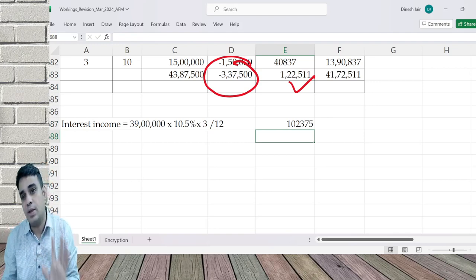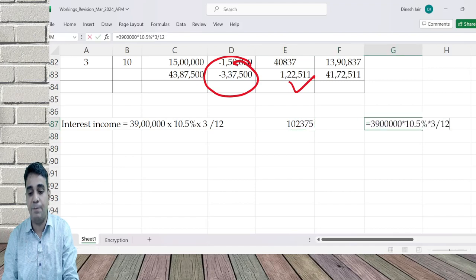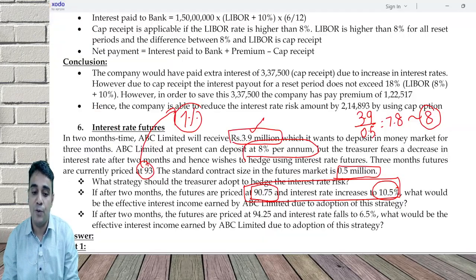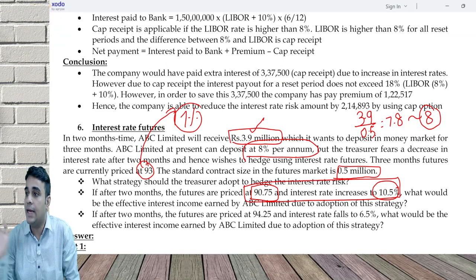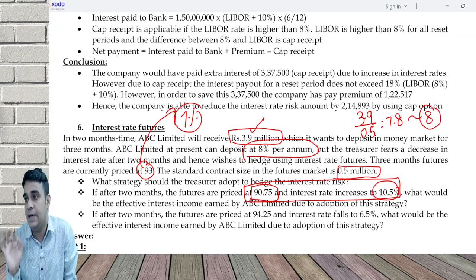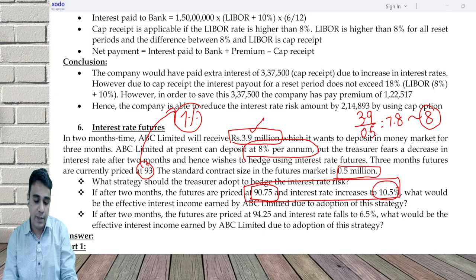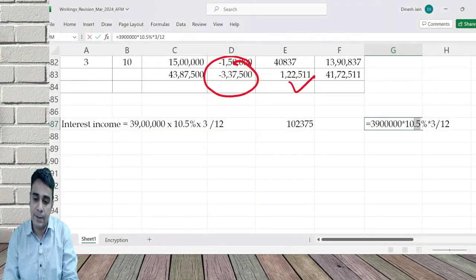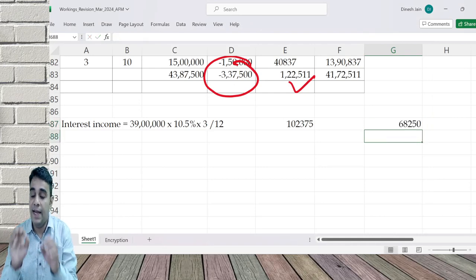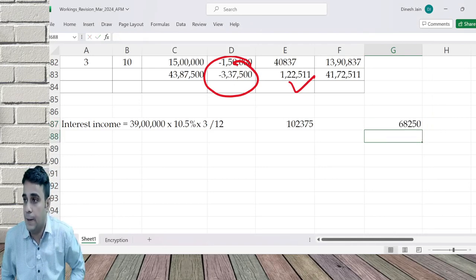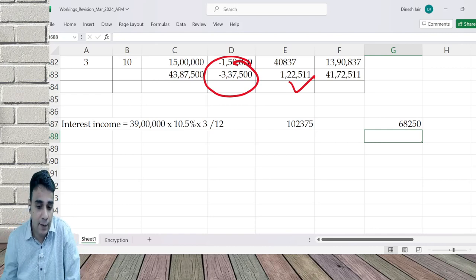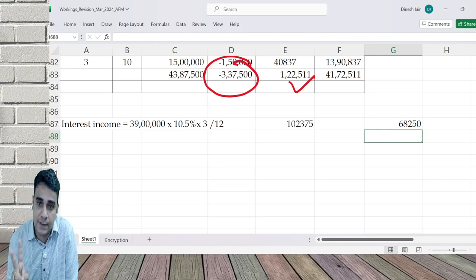I generate an income of 102,375. My plan was not this. My plan was to generate 7%. How 7%? Because interest rate futures were quoted at 93. You cannot get 8; 8 is an immediate deposit. You wanted 7%, so my hedge is successful if I get 68,250. We will not get 68,250. Two challenges: one, the contract rounding to 8, and second, on the last day the two interest rates did not match.